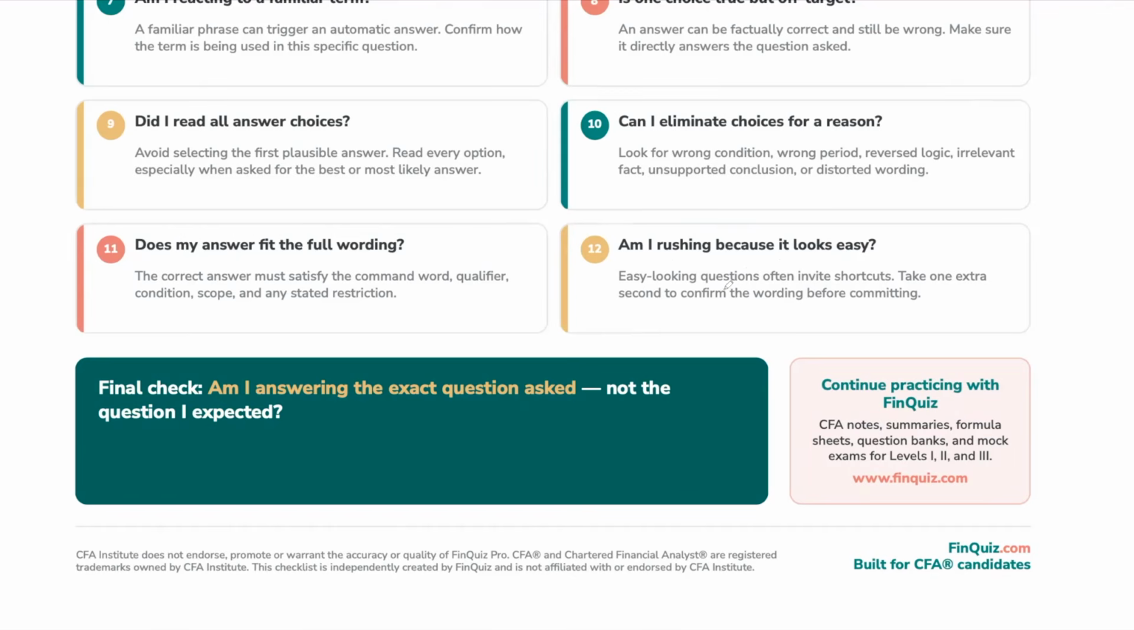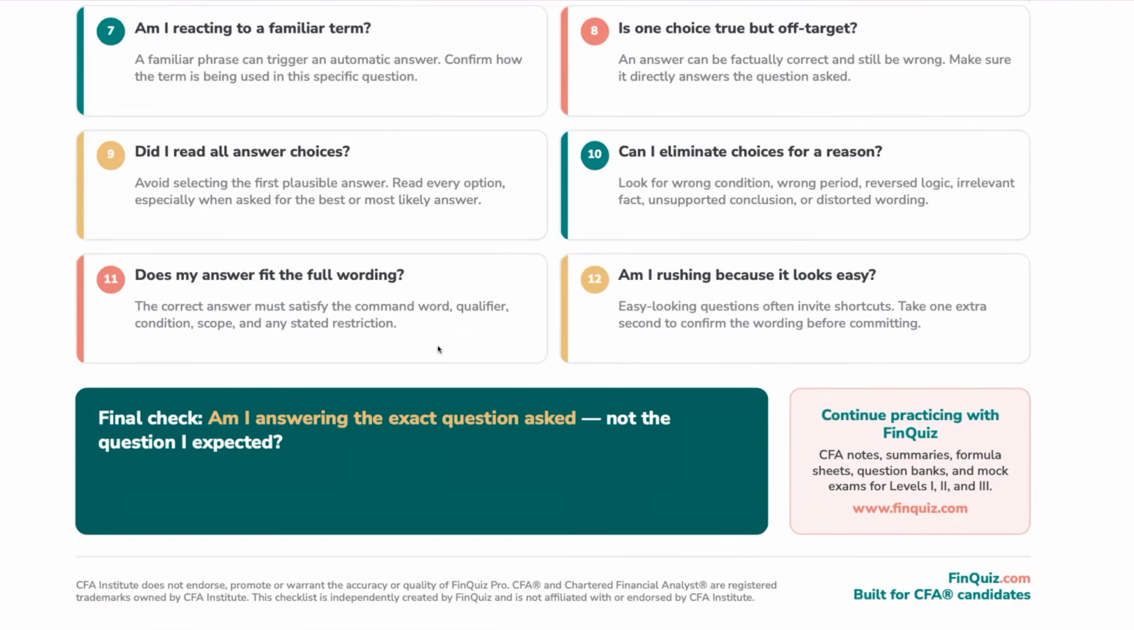So when a question looks easy, do not panic, but also do not get too casual. Take 1 extra second. Ask, what is the command word? Is it positive or negative? What exactly am I selecting? Does my answer fit the whole sentence? That 1 second is not a waste. It is insurance. Think of it like driving. You can drive fast on the highway, but you still check the mirrors. You still read the signs. You still stay in your lane. Same with CFA questions. Move efficiently, but don't drive blind.